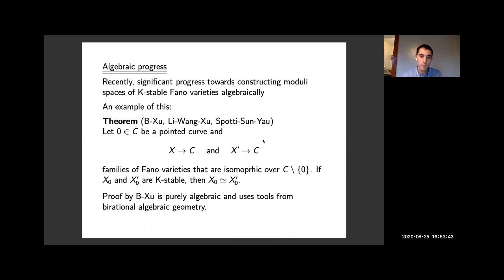The proof of this theorem with Chenyang Xu is purely algebraic, and I think it's not very surprising that for a theorem that was proved using very deep results in complex differential geometry, you won't necessarily be able to give an easy algebraic proof. The algebraic proof relies heavily on very powerful tools from birational algebraic geometry. There are other similar statements that you can make about constructing these moduli spaces algebraically, due not simply to myself, but there are many people working on this.